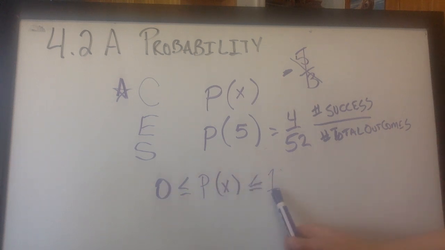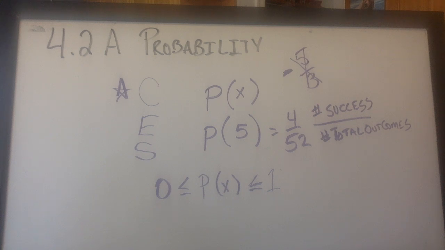So let's talk about this really quick. What does it mean to have a 1 as a probability? It means it is going to happen every single time. What's the probability that Thanksgiving is on a Thursday? That's 100% of the time. What's the probability of 0? That means it will never happen. So that's what that means.